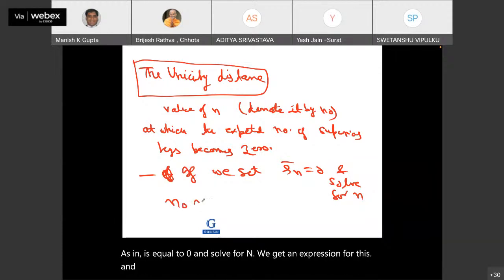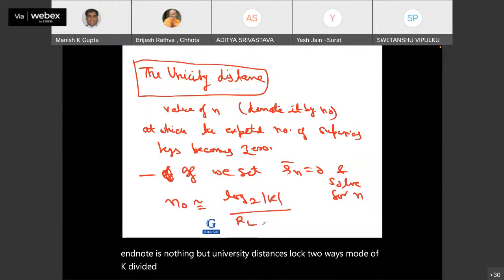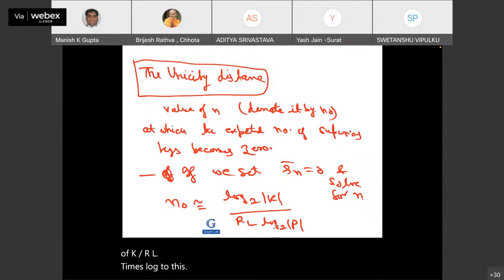N naught, the unicity distance, is log 2 base the size of K divided by RL times log 2 base the size of P. So this is the formula for unicity distance.